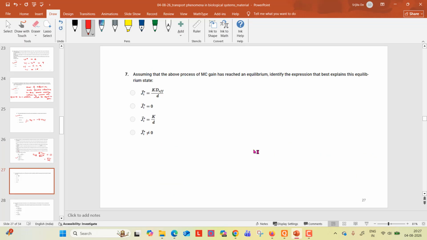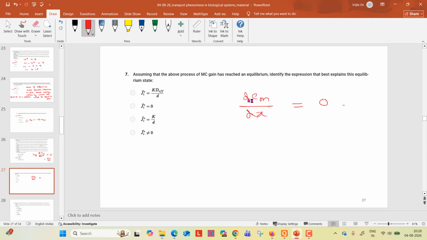Assuming that the above process of moisture gain has reached an equilibrium, identify the expression that best explains this equilibrium. So equilibrium means there is no concentration gradient, right? Equilibrium means there is no concentration gradient. So dCm/dx will be 0.